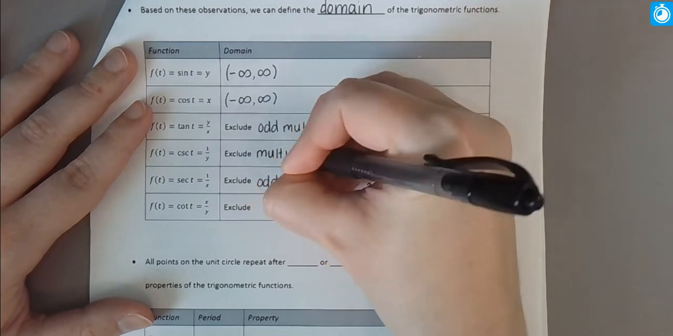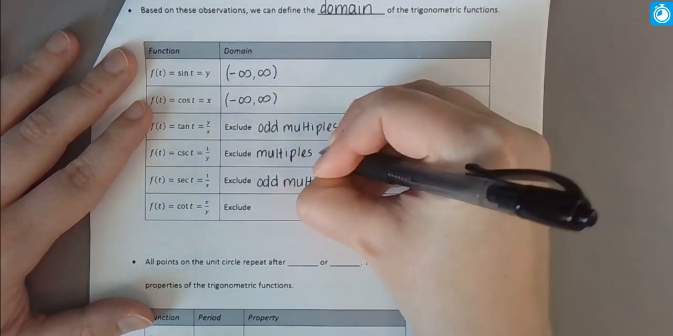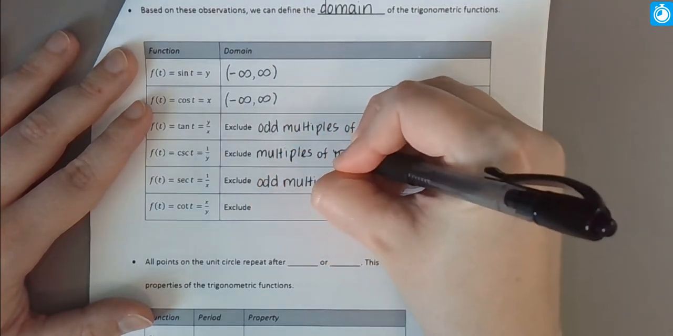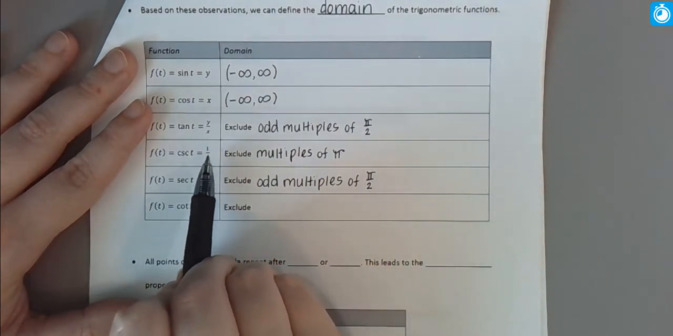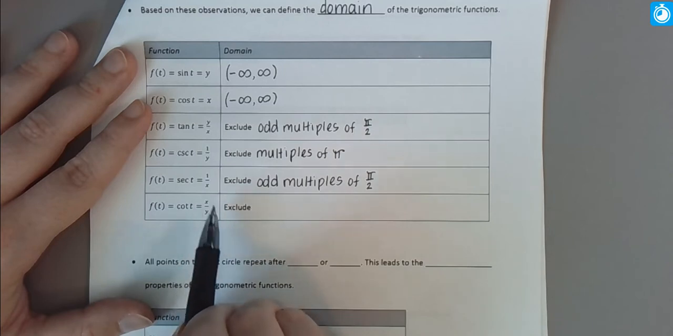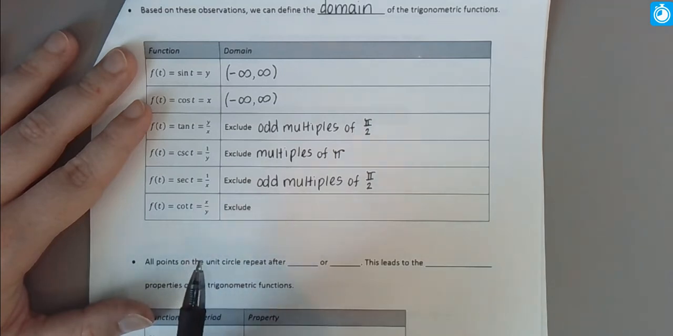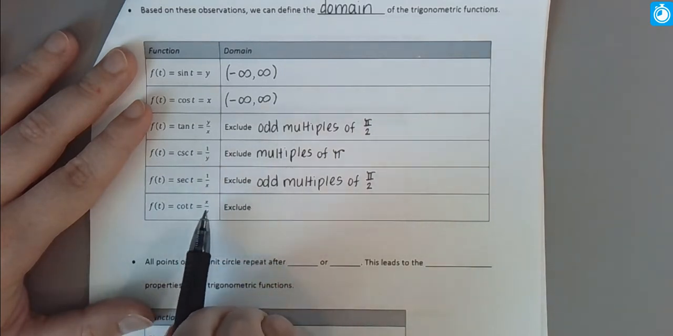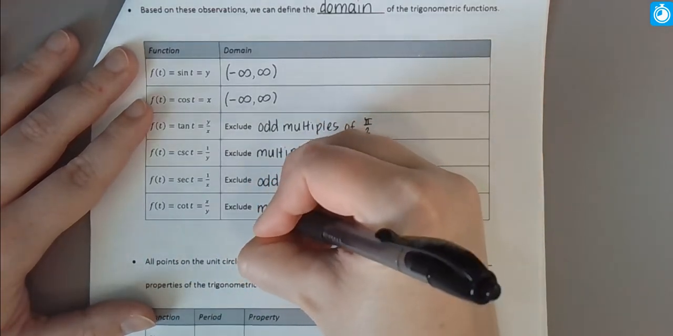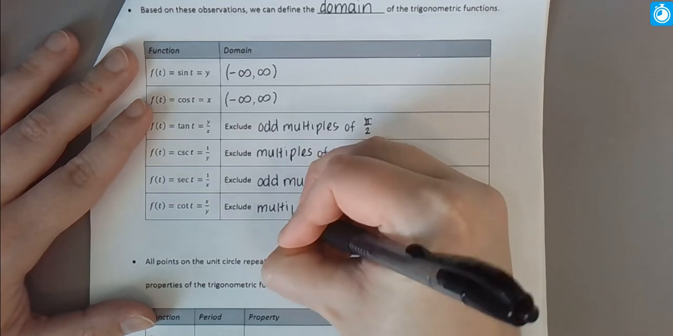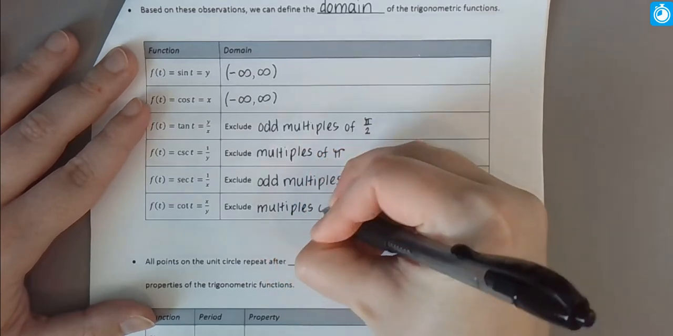multiples of pi. And then again, same issue with cotangent. Cosecant is defined with a denominator of y. Cotangent is also defined with a denominator of y. Anywhere on the unit circle where the y coordinate is 0, we run into an issue with these two functions. So we're also going to exclude multiples of pi.